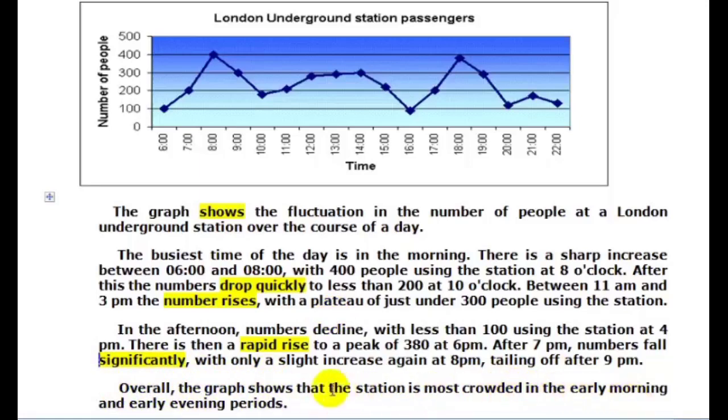Overall, in conclusion, the graph shows that the station is more crowded in the early morning and early evening period. So this is what we have mentioned, that the early morning and early evening periods are the crowded ones, and in this particular time most of the people use the London Underground station. This is how we can sum up, and we can get a good band score if we write accordingly.